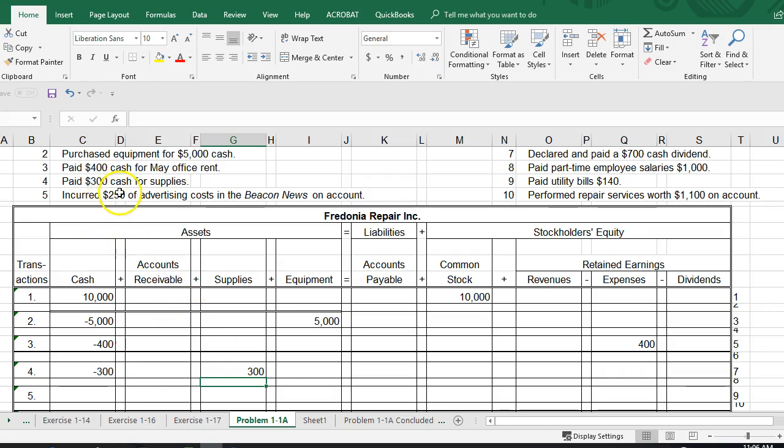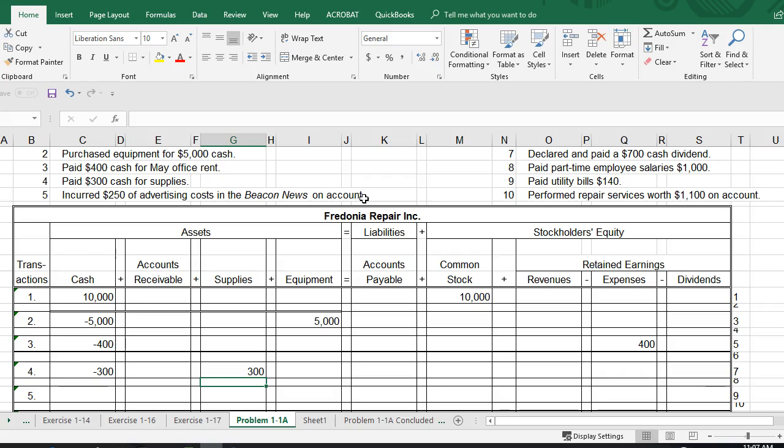Number five, incurred $250 of advertising costs in the Beacon News on account. In accounting, it is critical to understand the terminology. When it says incurred advertising costs on account, what does that mean? It means that we have not yet paid for this advertisement. We're going to owe for this advertisement. So advertising is an expense for a business organization.